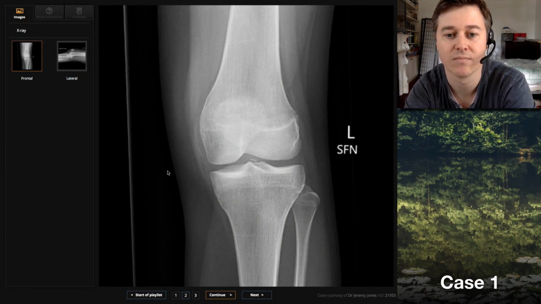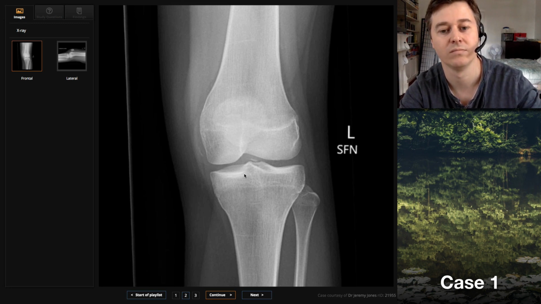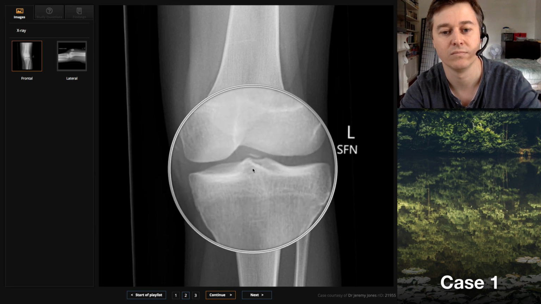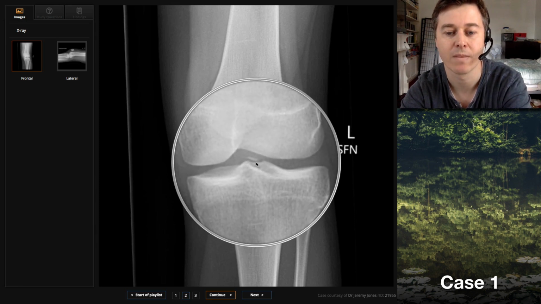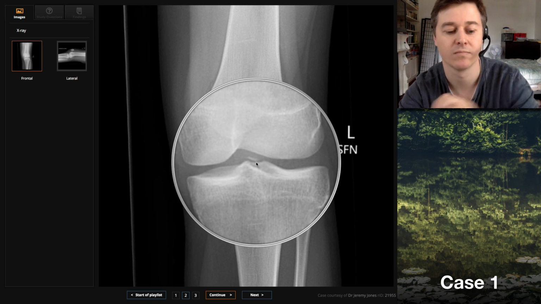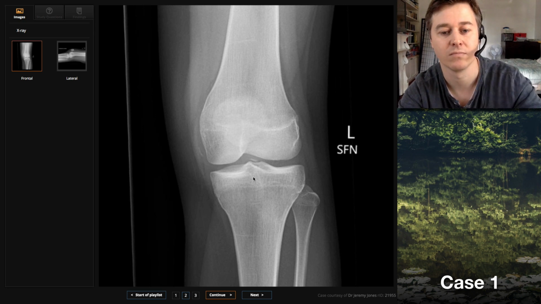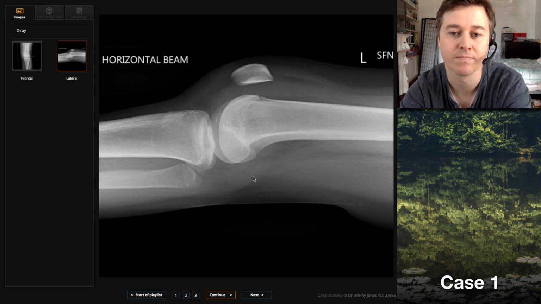So that would be me. Excellent. This is a plain X-ray AP view, which demonstrates a linear osseous fragment projected over the intercondylar region. Yep. The alignment on this AP view is within normal limits. I'd like to look at the lateral projection.